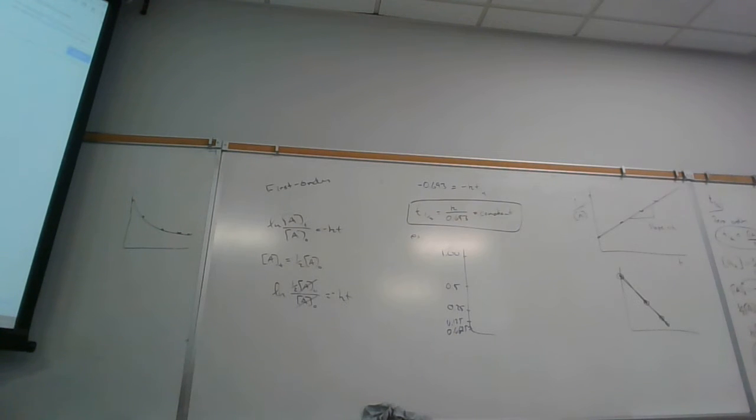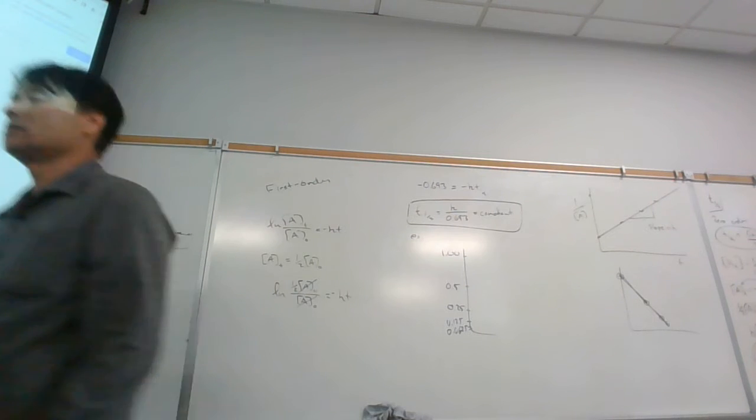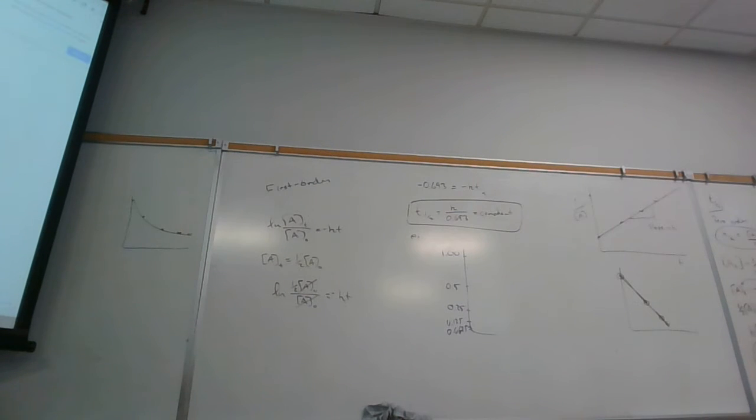0.693 is in your book. This is the equation from your book here. So I'm just using it like this. Okay. I forgot what equation that is.